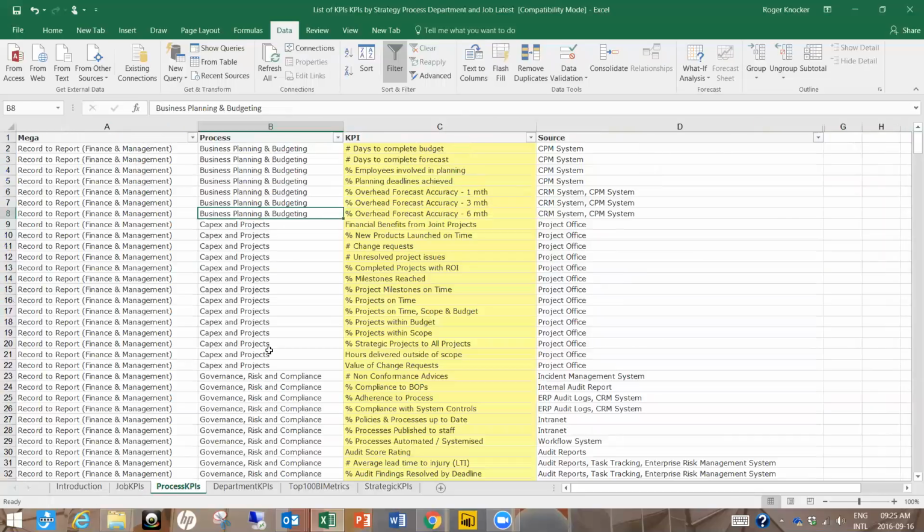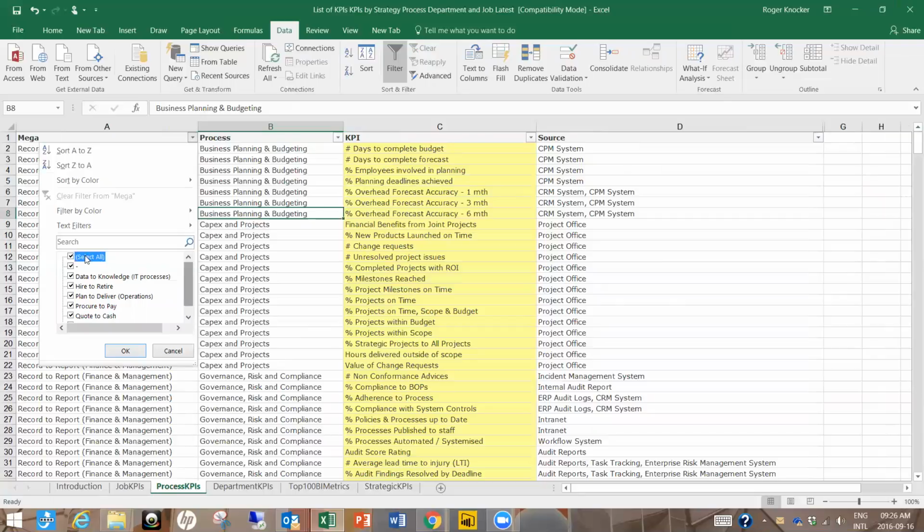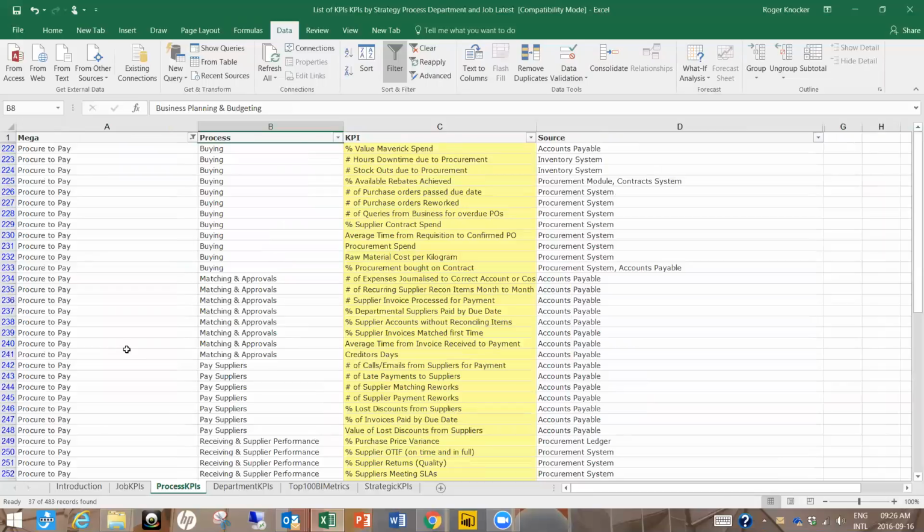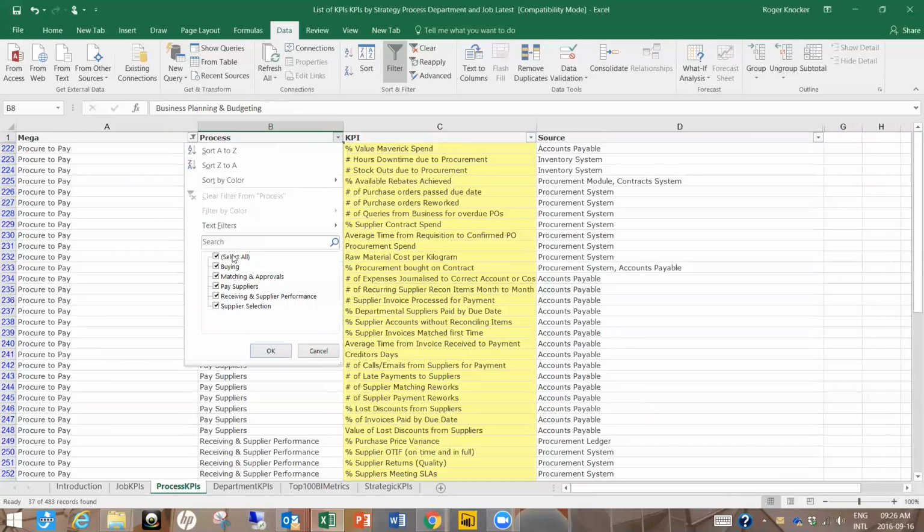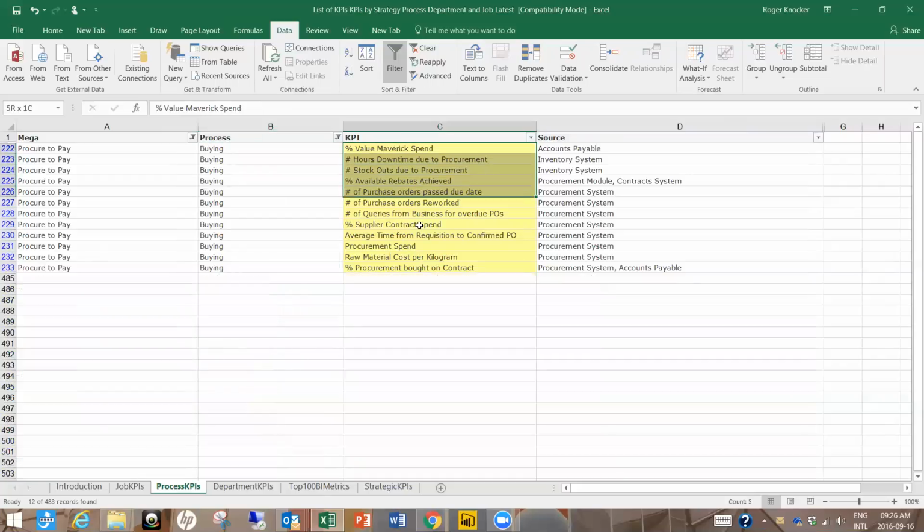The next tab is about process. So we've organized the KPIs into various processes. For example, hire to retire, plan to deliver. Let's pick on procure to pay. And let's say I'm looking for a KPI. I've got something to do around buying. For instance, I just click on buying. These are the types of KPIs that we would expect to find under the topic of buying. Again, there are some source systems. It's telling you where the source systems are. But some KPIs here, percentage supply contract spend, percentage available rebates. These are the things that we would measure around buying.